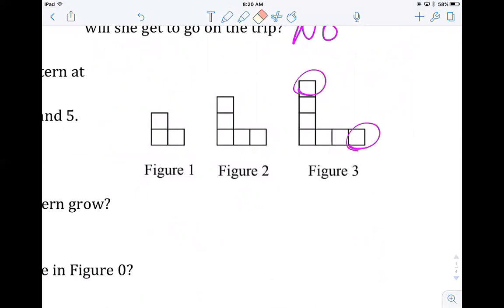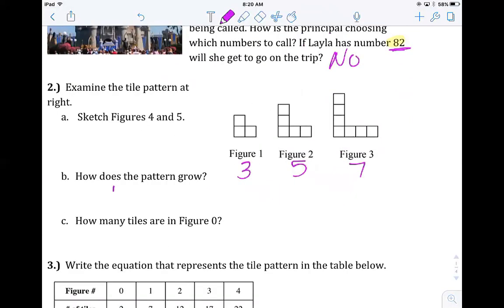The other way to think about it is adding all the blocks up. Figure 1 has 3 blocks, figure 2 has 5, and figure 3 has 7. So each time we are adding 2. In part C, we want to figure out how many tiles are in figure 0. So we want to work backwards to find out what figure 0 would look like. If we're adding 2 blocks each time, to work backwards, we're going to undo that and subtract 2 blocks. So we're going to take away this block and this block, which means there's 1 block left over in figure 0.